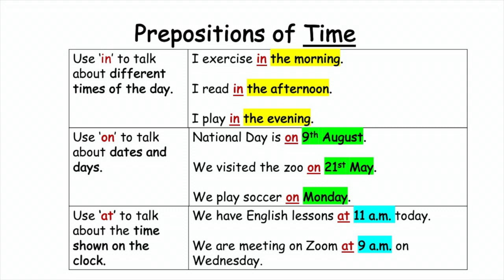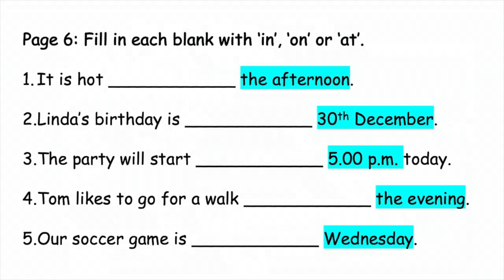We use at to talk about the time shown on the clock. We have English lessons at 11 a.m. today. We are meeting on Zoom at 9 a.m. on Wednesday. So today we have learned about prepositions of time. Later, you'll be doing pages 6 and 7 of your Stella booklet.